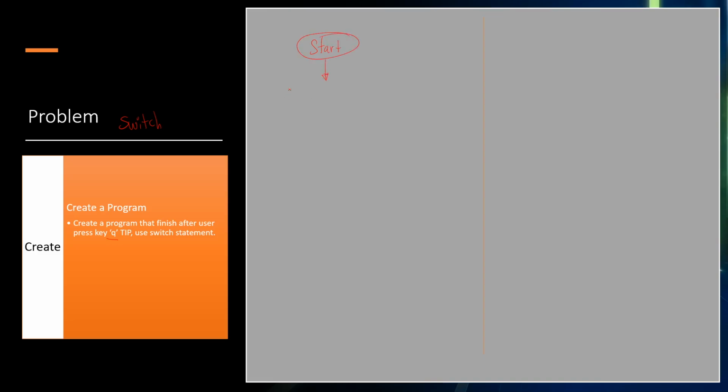So we ask here, type any key, right? Now we have the condition here. If, so we use if, but in this case it's switch, so we don't specify this. We just say Q, is it Q? Yes, finish the code. No, we will ask again, sorry, this does not belong here.